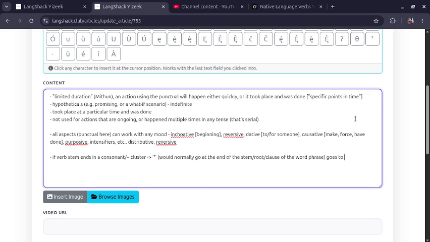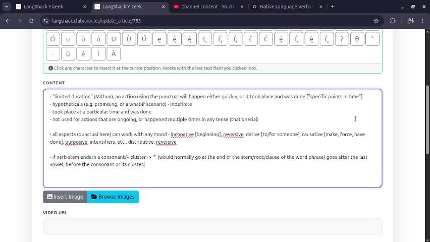It goes, how do I say this? It goes after the last vowel before the consonant cluster. So it goes after the last vowel before the consonant or its cluster.